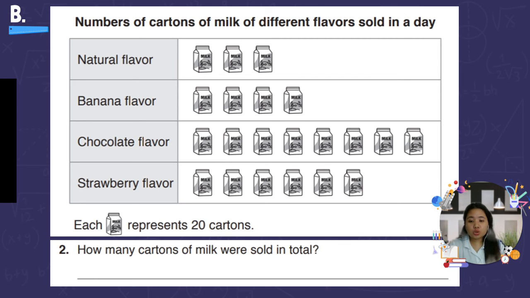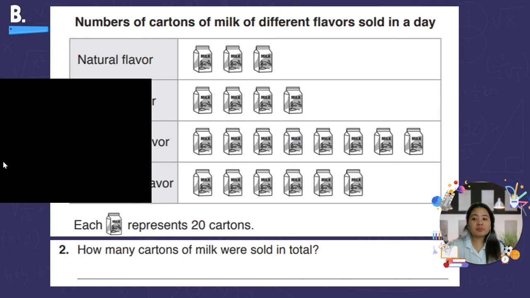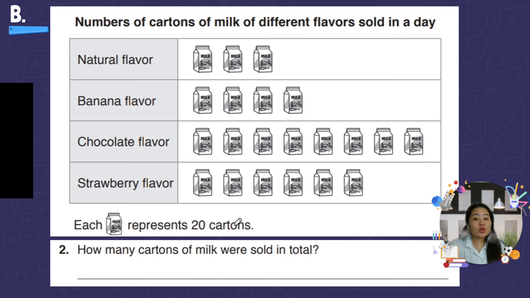Next, number 2. How many cartons of milk were sold in total? So you have to count everything. So let's count. Okay, you follow me? Let's count. So 20 cartons each. So let's count by 20. Okay, you follow teacher. So we have to count everything. 20 plus 20, that is 40. 40 plus 20, that is 60. Okay, 60 plus 20, that is 80.